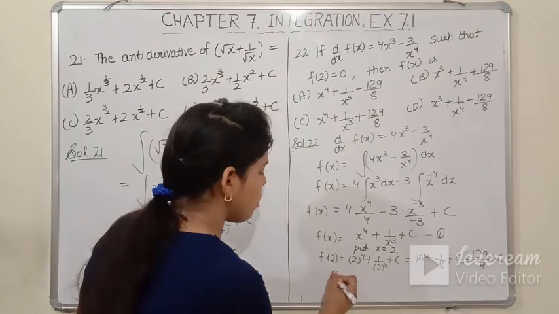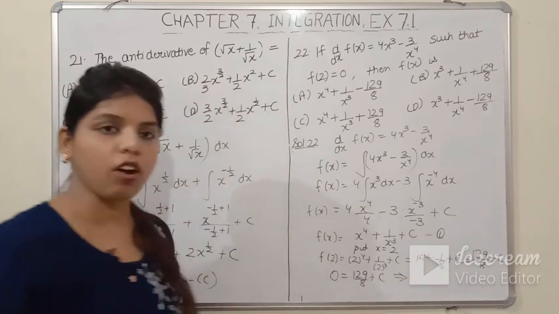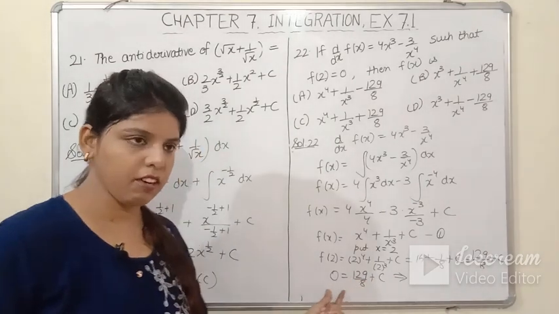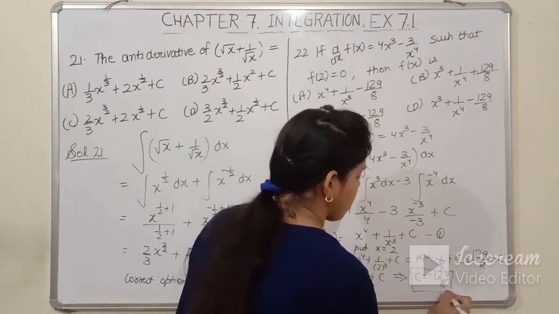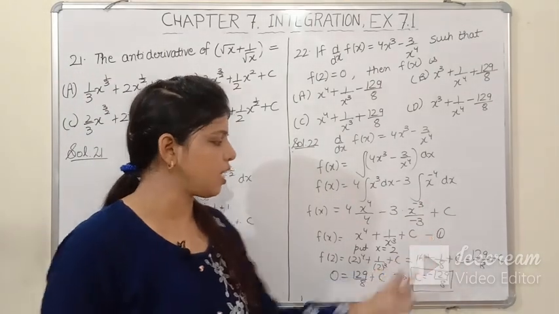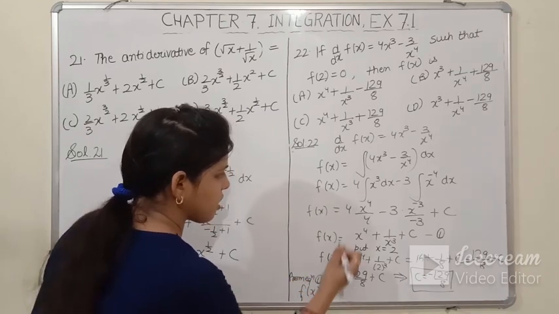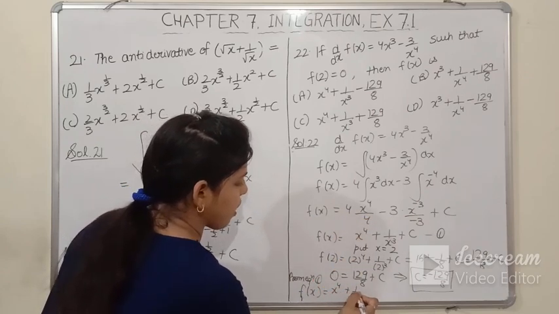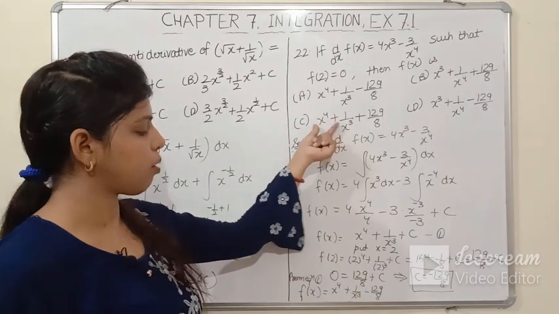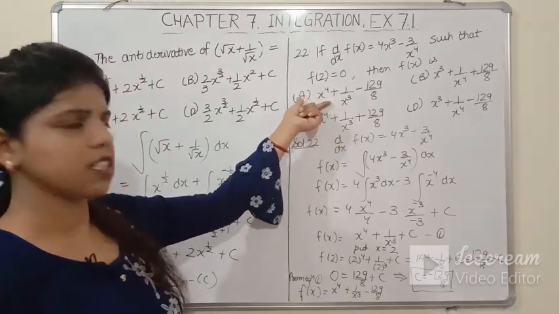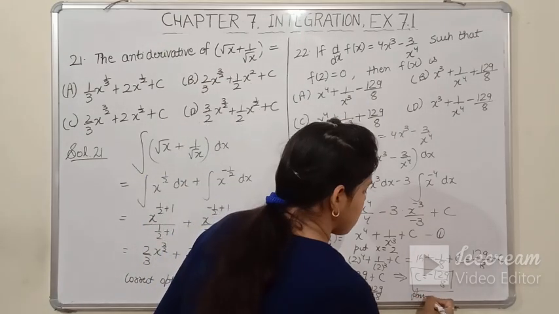Now it is also given that f of 2 is equal to 0. So putting the value of f of 2 as 0, that means 0 is equal to 129 by 8 plus c. So here we get the value of c. This is in plus, so when it is shifted to the left hand side, it will change the sign. So the value of c will be minus 129 by 8. Just put the value of c in equation 1. From equation 1, the final answer is fx is equal to x raised to power 4 plus 1 upon x cube, and the value of c is minus 129 by 8. So just match which option is matching for this question. So this one is the correct answer. Answer is option number A, that is x raised to power 4 plus 1 upon x cube minus 129 by 8. So the answer is option A.